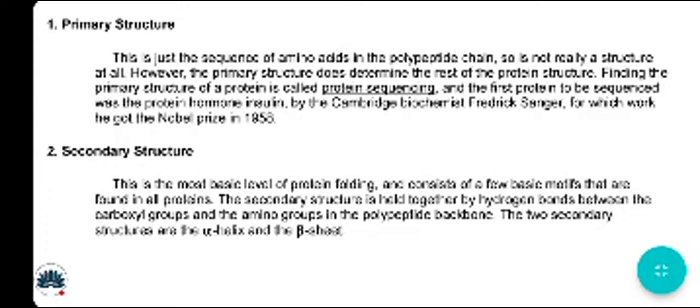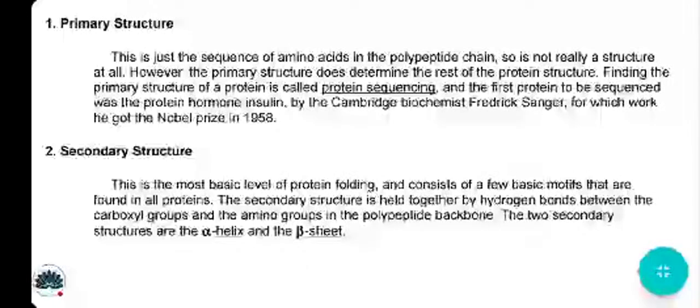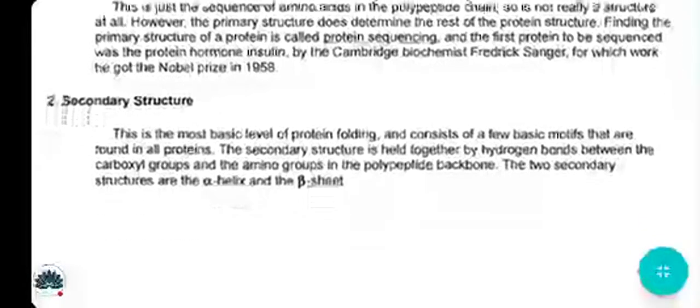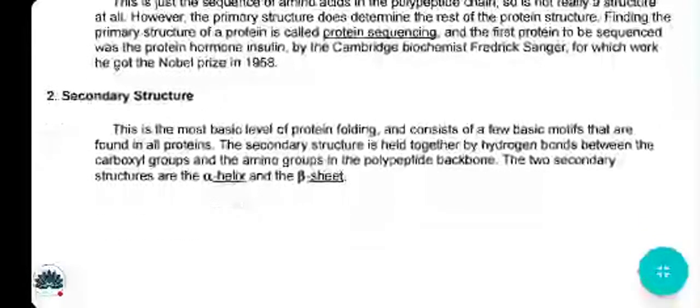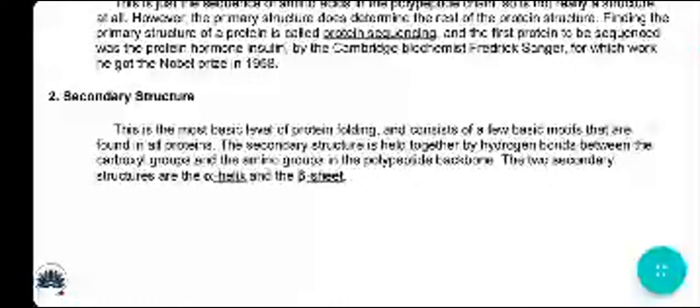Finding the primary structure of a protein is called sequencing, and the first protein to be sequenced was the protein hormone insulin. The secondary structure is the most basic level of protein folding and consists of a few basic motifs that are found in our proteins.